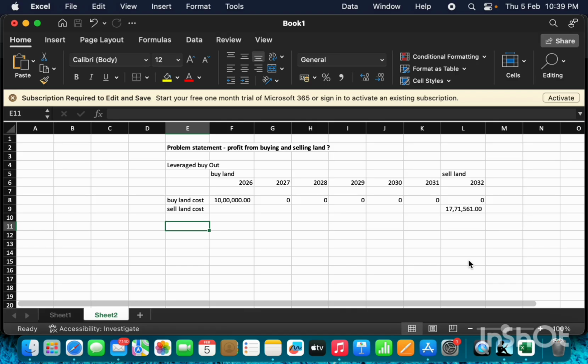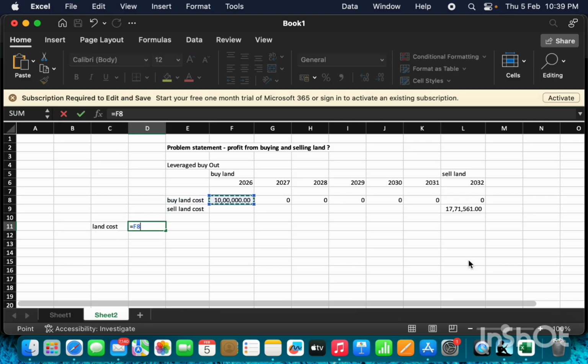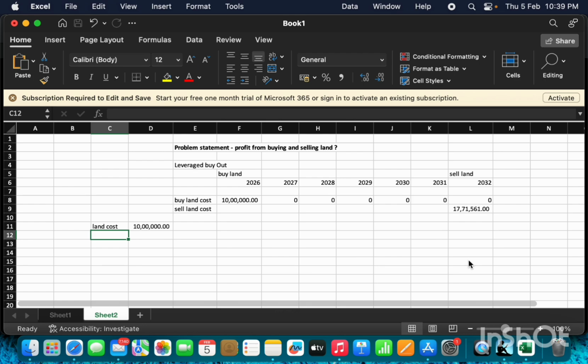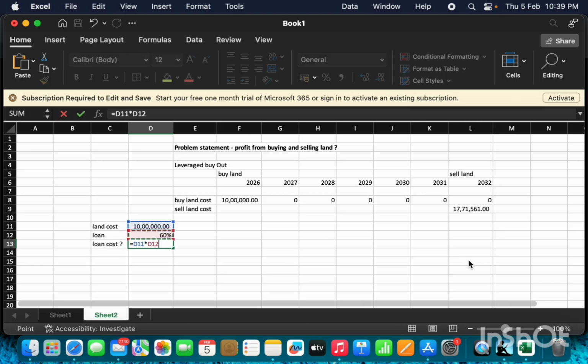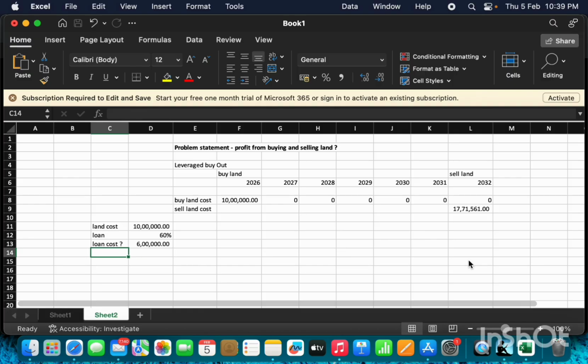Now, what does the leveraged buyout model say? Your land cost is equal to 10 lakh rupees. Leverage is simply a loan, what loan you take from the bank. Say the loan you want to take from the bank is 60%. Then what will be the loan cost? It will simply be this amount multiplied by 60%, 6 lakh rupees. And how much will you pay from your pocket, the cash component? It would simply be whatever is left out of the 10 lakh rupees, so that will be 4 lakh rupees.